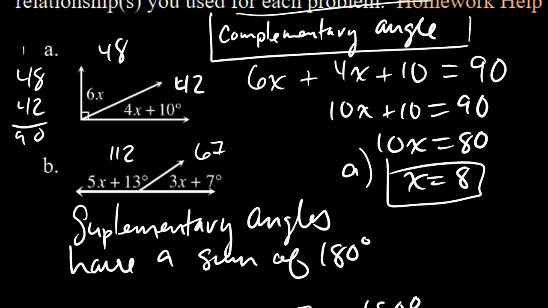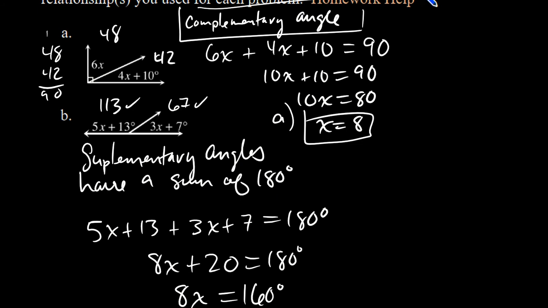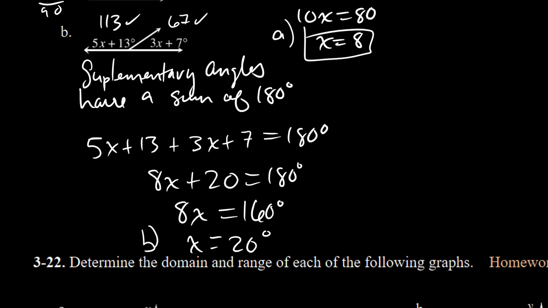off by a degree. What the heck? 5 times 20 plus 13. That's my problem. I didn't add the 13. Of course not. 5 times 20 is 100 plus 13, this is 113, and then that's 67. If I add 113 and 67, that is 180. Whew. So these are indeed supplementary angles. They add up to 180 degrees. So my answer to part B was that x had to be 20.